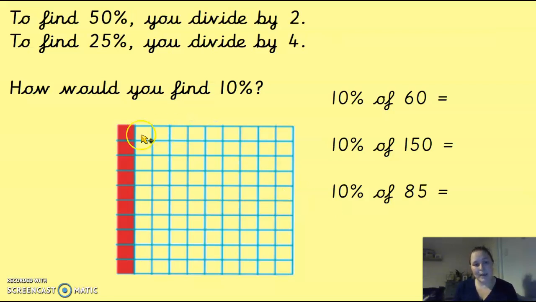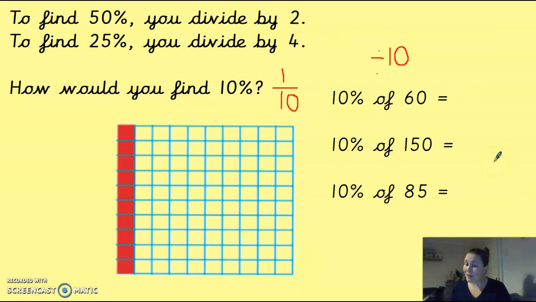On my 100 square here, 10% is represented. I've got 10 out of 100 squares shaded. It has been split into 10. It's the same as 1/10. You will recognise this from your learning yesterday, or you can see it in the representation on the 100 grid. And if I'm splitting something into tenths and getting 1/10, what am I dividing by? That's right, I am dividing by 10.